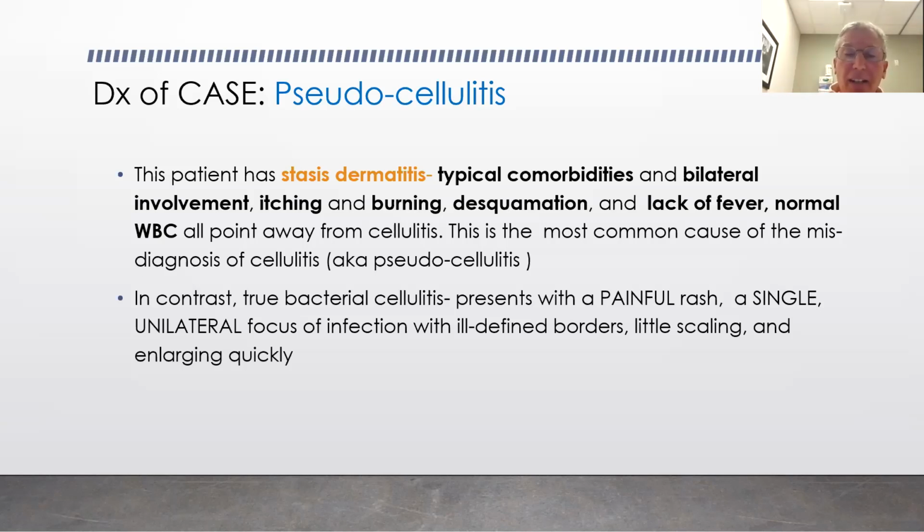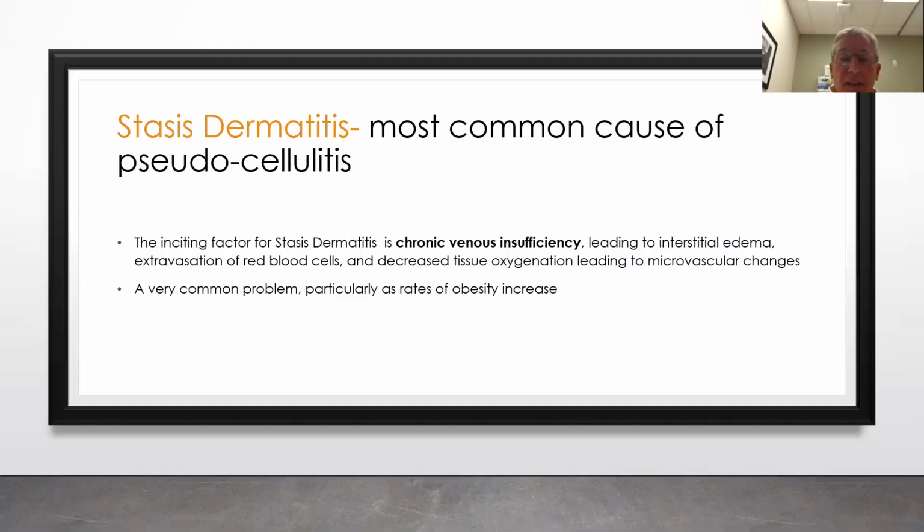So true bacterial cellulitis presents with a painful rash, a single unilateral focus of infection with ill-defined borders, little scaling, and enlarging quickly. So this patient, we saw he took Keflex, which would have taken care of strep cellulitis, and he was given IV antibiotics. Again, he relapsed when he got up and started walking around, and the rash returned. And it was bilateral with desquamation. So this was stasis dermatitis. Let's look at some pictures of stasis dermatitis.